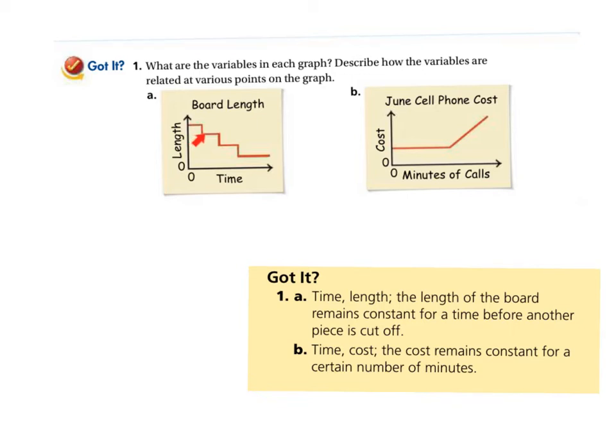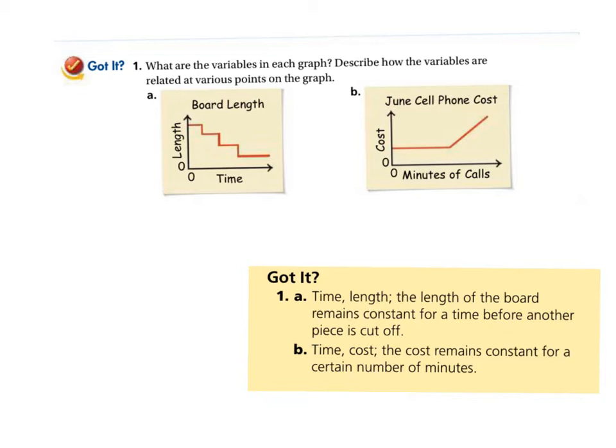And again, you're taking time to move the board into place so you can cut it, and you cut the board shorter. And taking time to line up that board, and the board gets shorter. And then you're done. So, don't want to cut any more off. You might cut off a finger or something. So anyway, here again, time and length are certainly the variables. The length of the board remains constant for a time before another piece is cut off. So that's what we're looking at there.